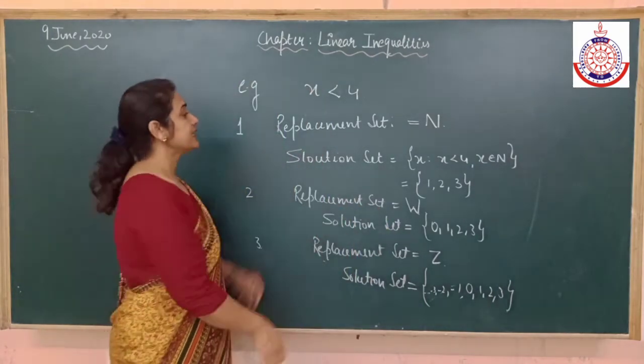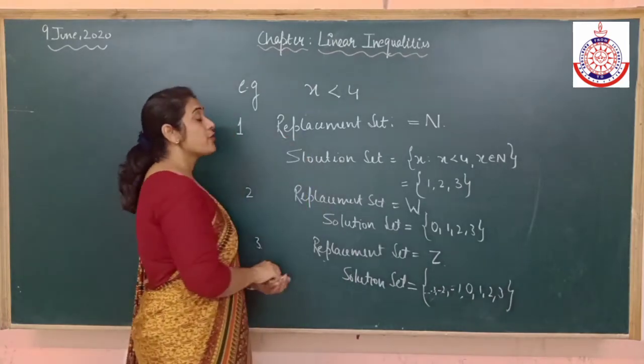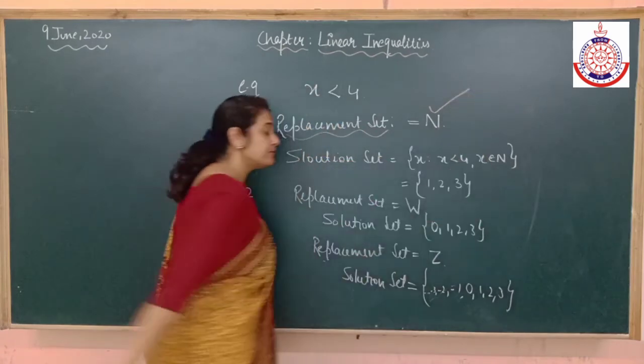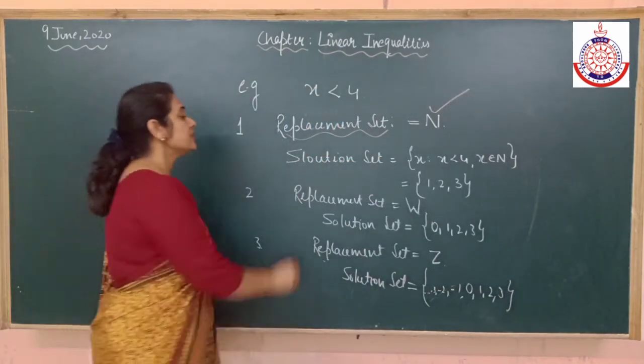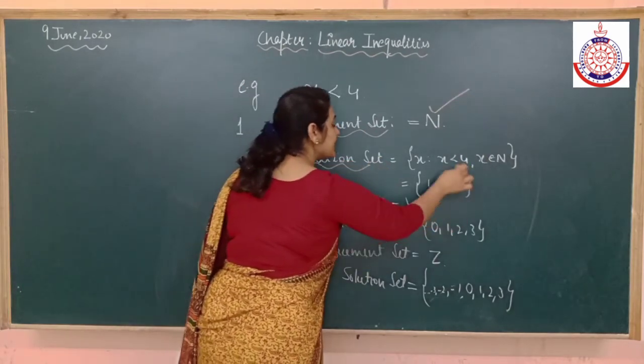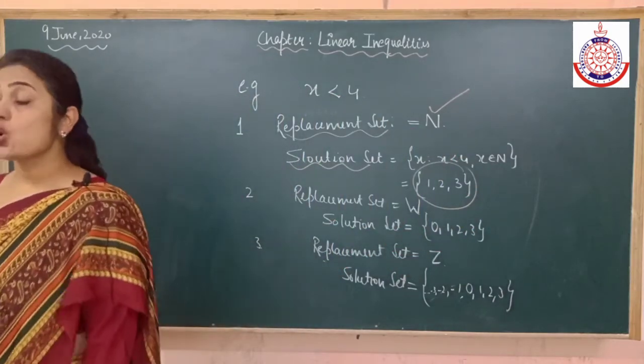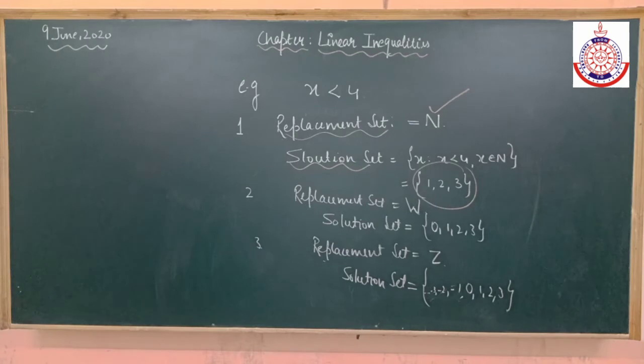So I hope it's clear. The replacement set is from where we get the value of x, and the solution set is exactly what values of x we get. And it is always a subset of the replacement set. The solution set is a subset of the replacement set.